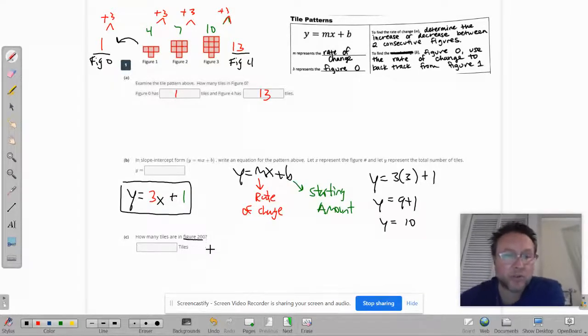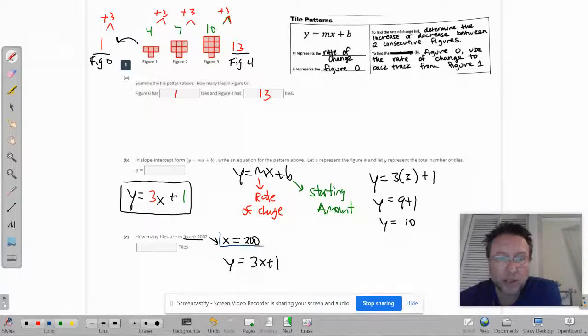So how many tiles are in figure 200? Well, all I would need to do is, if x is equal to 200, what would y be equal to? I'm just going to take that y equals 3x plus 1, and substitute into my rule. It's my shortcut. I'm going to take that x equals 200 and plug that in.